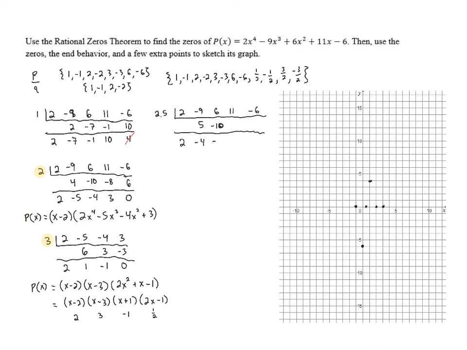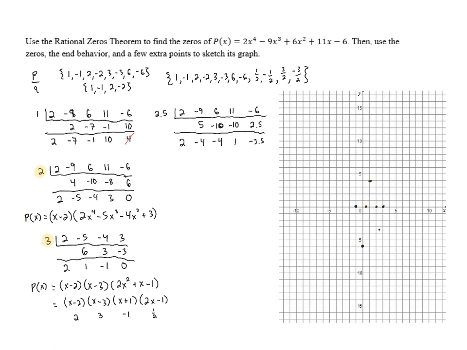-10 plus 6 is also -4. When we multiply that by 2.5, we get -10 again. 11 minus 10 is 1. 1 times 2.5 is 2.5. And 2.5 minus 6 is -3.5. So we've got the point 2.5, comma, -3.5, which is right there. So we're going to end up being below, above, and below.